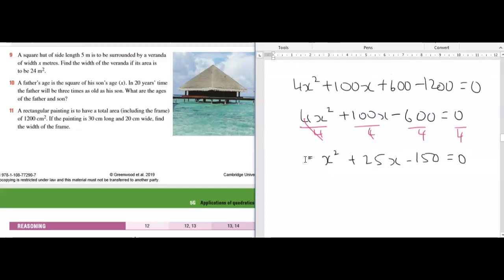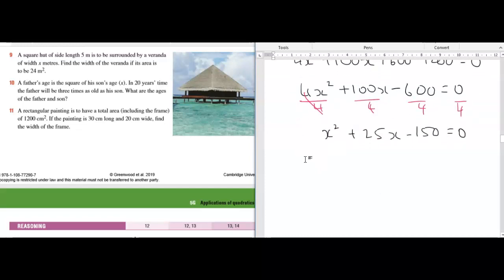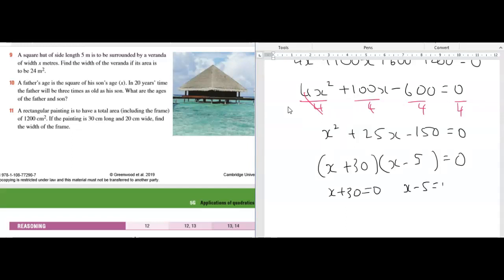So we need two numbers when multiplied give us negative 150, and when added give us 25. I feel like I've made a mistake somewhere. I'm just trying to think as I go along. I might pause. All right, so we've got 30 and 5. So just separating your brackets and letting them equal 0. So we've got x equals negative 30 and x equals 5.